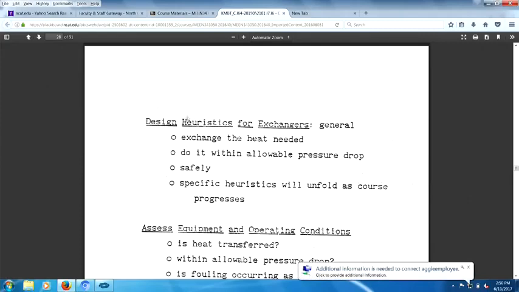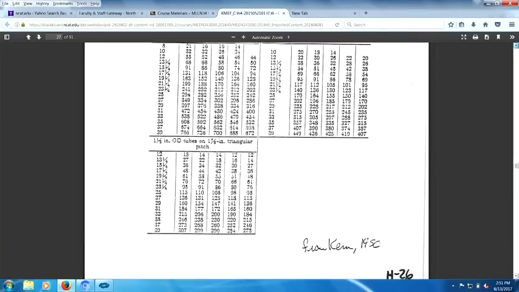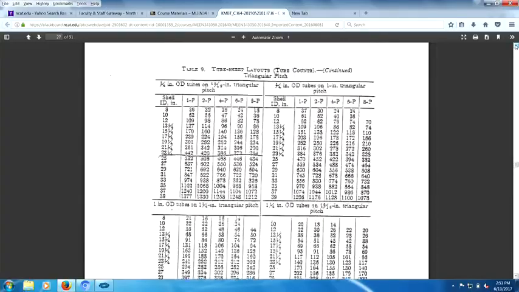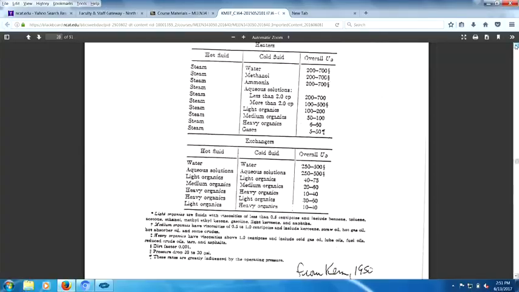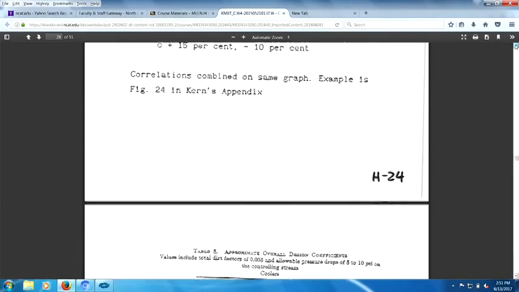Heuristics, that's sort of like rules of thumb, but rules of thumb are dangerous. Heuristics: you want to exchange heat, with an allowable pressure drop, and you want to do it safely. And heuristics will unfold as the course progresses. There you go. I should go back here for a second. Tell you a sad story about dirt factors.